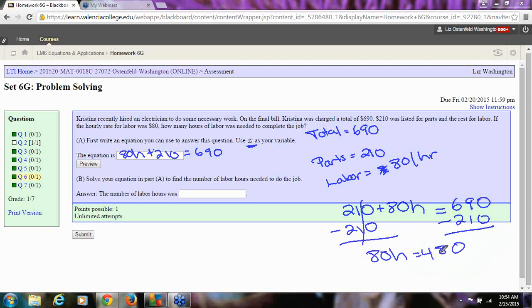Alright. And then last but not least, I subtracted these because the signs were different. So now I have 80H equals 480. To get the H by itself, I'm just going to divide by 80. So I divide by 80, divide by 80. My H is going to equal 6. That means he was there for 6 hours. Okay? And how about that? Is that one okay?